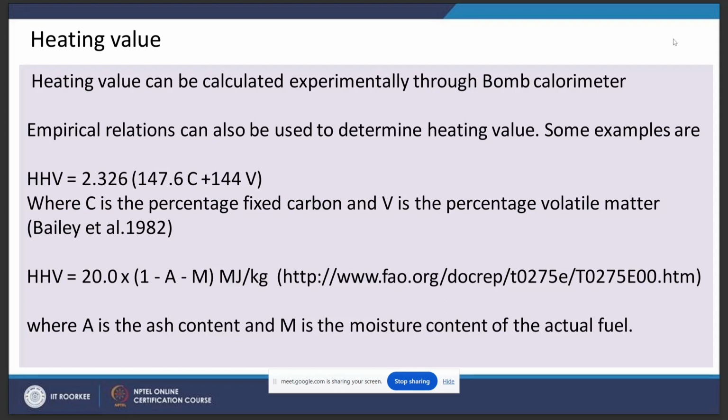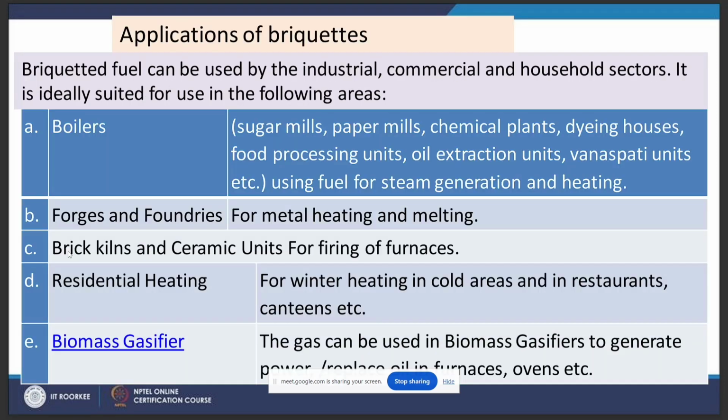Next is the heating value. Heating value can be determined by bomb calorimeter. We have read in the first week that the bomb calorimeter is used to find out the heating value of the waste. So these are the formulas which we will also be using in the numerical assignment questions to find out the heating value of the waste.